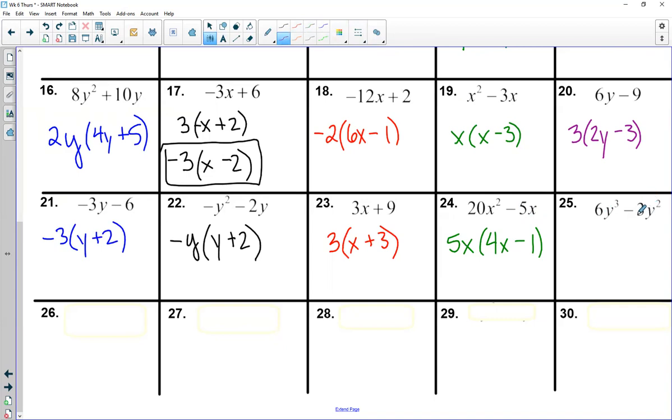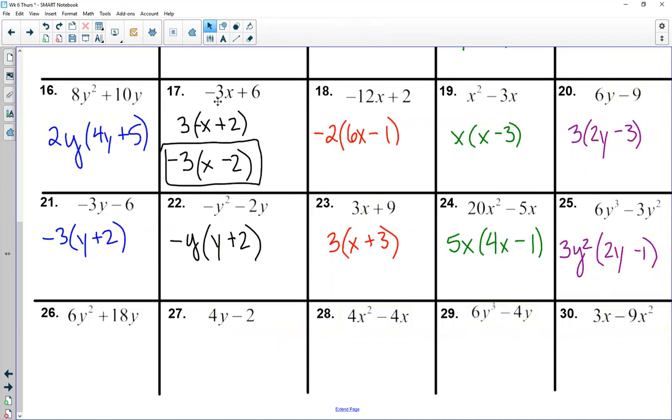Here we have 6 and 3, so they're both going to be able to have a factor of 3. And we have y cubed and y squared. They share at least 2 y's. So 3y squared times 2y will be 6y cubed. 3y squared times negative 1 will be negative 3y squared. And our final row. Okay, we're going to start 6 and 18. Both share 6. Y squared and y share 1y. So 6y times y will give us 6y squared. 6y times positive 3 will give us 18y.